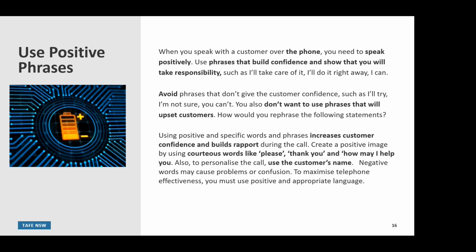So when you use positive and specific words and phrases, it increases customer confidence and builds rapport. Make sure to create a positive image by using please, thank you, how may I help you, and using the customer's name. So those are some easy tips for superior customer service. Please, thank you, how may I help you, and using their name.